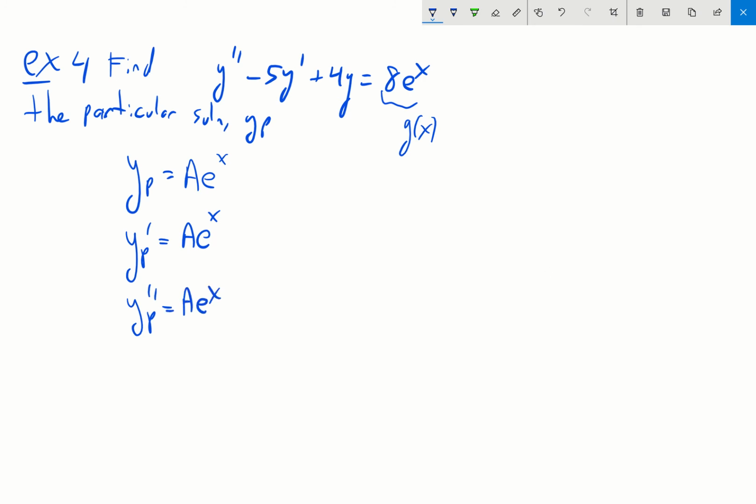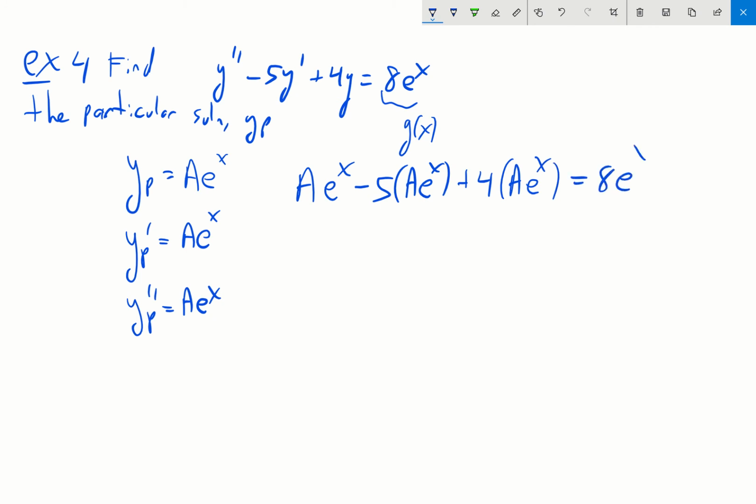And now let's plug that into the differential equation. Y double prime is a e to the x, minus 5 times y prime, that's a e to the x, plus 4 times y, which is a e to the x. And this is supposed to be equal to 8 e to the x.